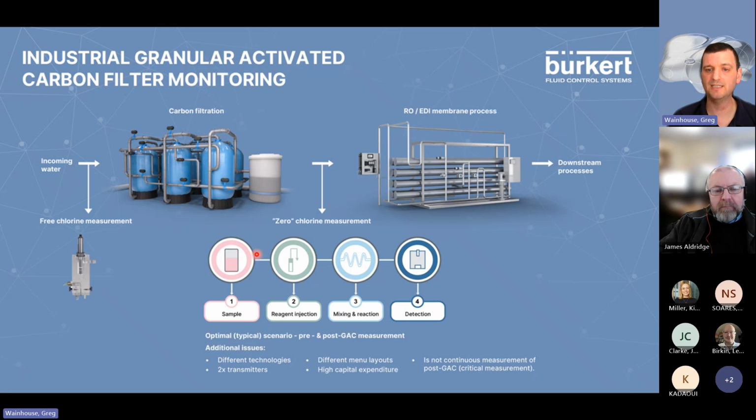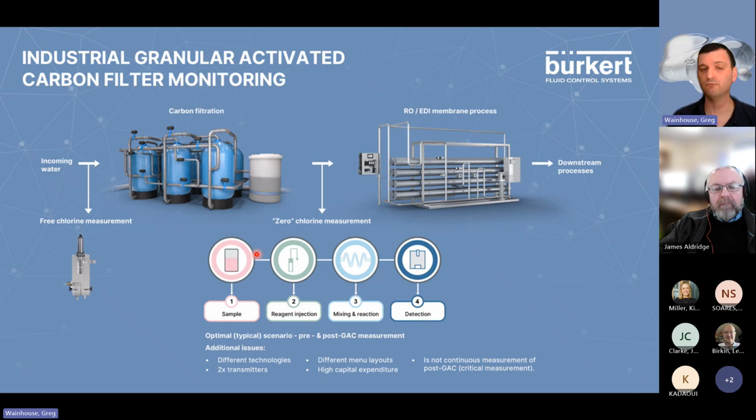It's also not a continuous measurement of the post carbon filter, or post chlorine removal method. And that's the most critical thing. If you're trying to build up a picture of how much chlorine is getting onto the RO or the EDI or any other process downstream, it needs to be a continuous measurement or a measurement with a very, very low T90 time. So even the colorimetric analyzers aren't great for protecting the RO and the EDI process.